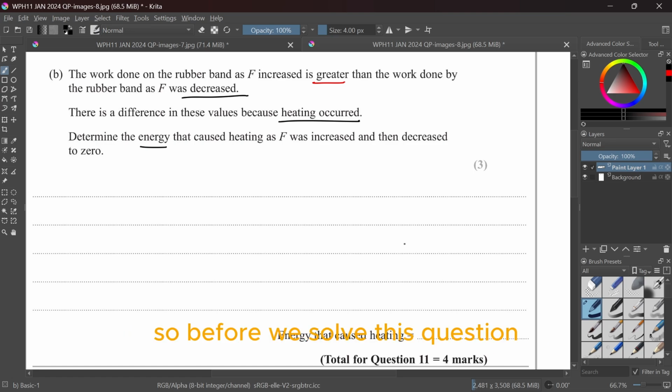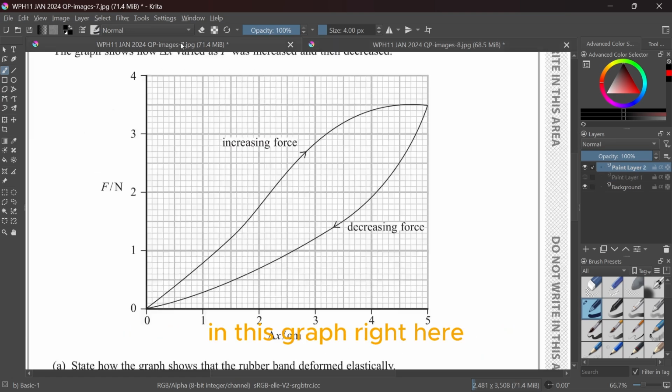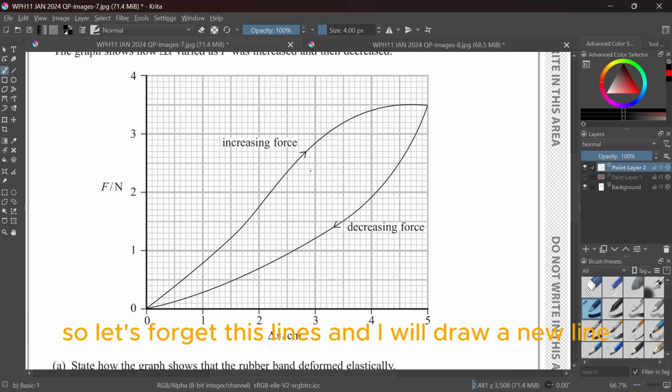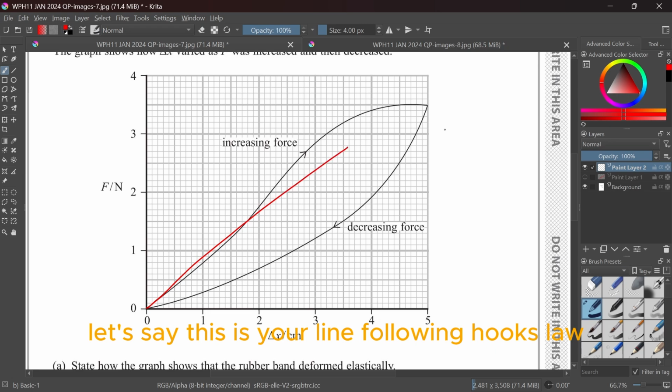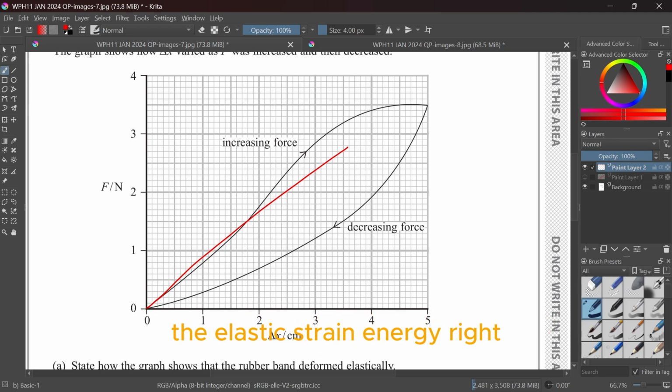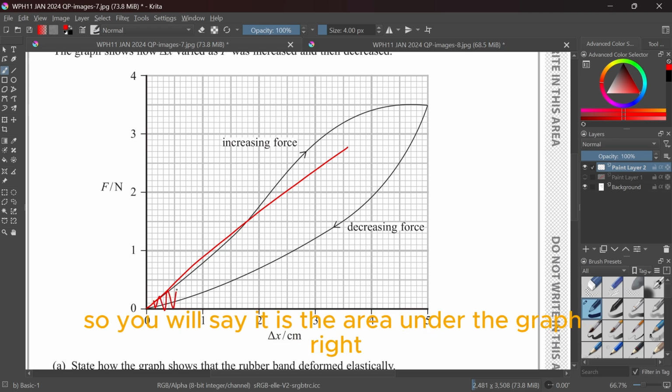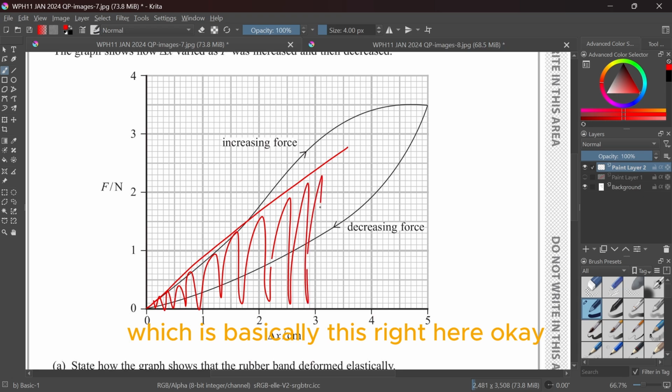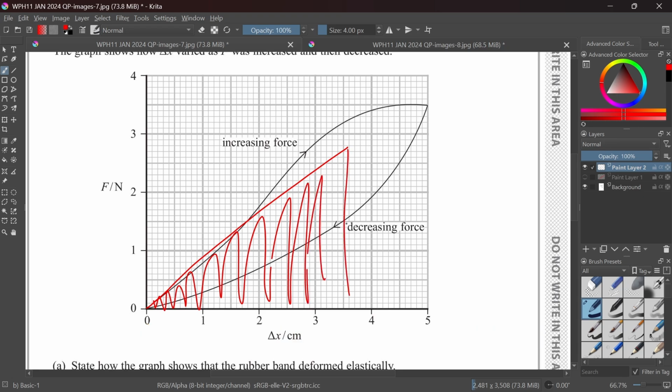So before we solve this question, I want to explain something in this graph right here. So let's forget these lines and I will draw a new line. Let's say this is your line following Hooke's law. And then when I ask you what is the energy for this, the elastic strain energy, you will say it is the area under the graph, which is basically this right here, okay? And it's the same thing for the decreasing force as well.